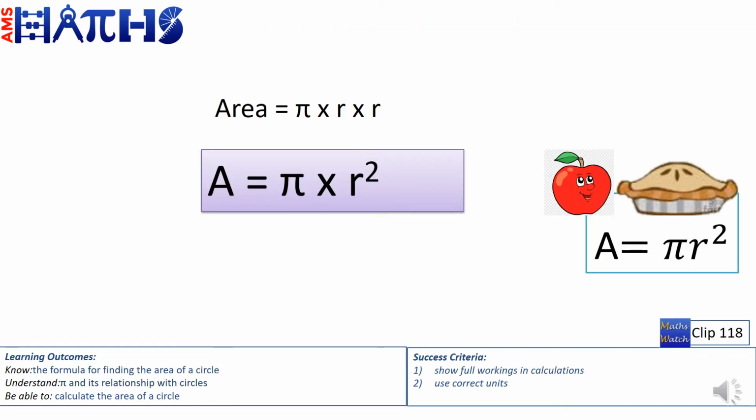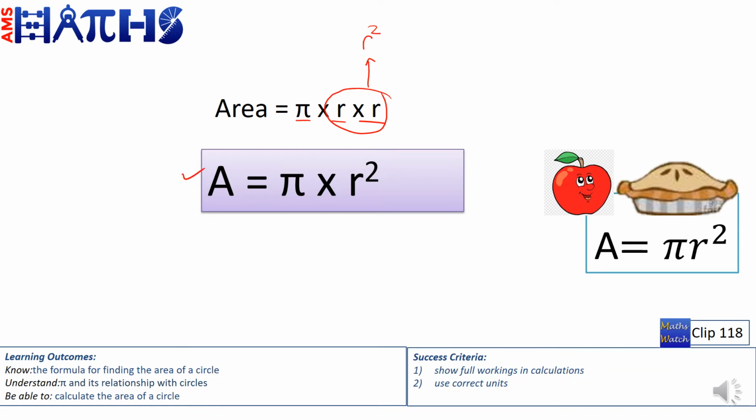I want you to write down the formula for the area of a circle, and that is area is equal to pi times radius, and radius times radius is just written as radius squared. So therefore this is our formula, area is equal to pi times the radius squared.